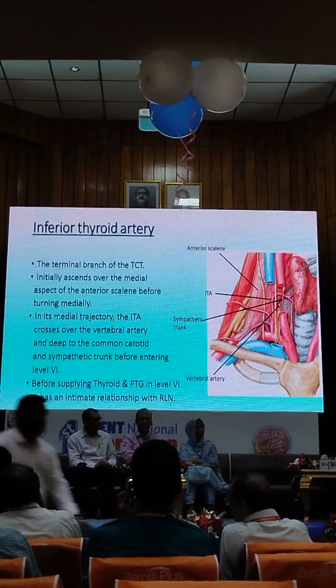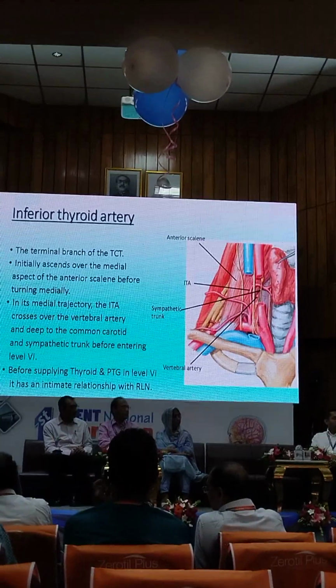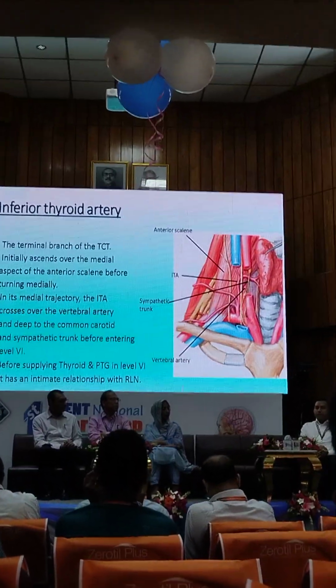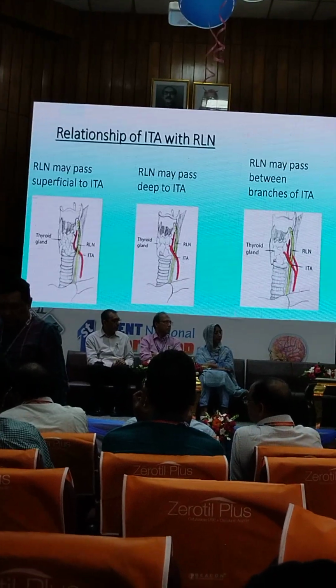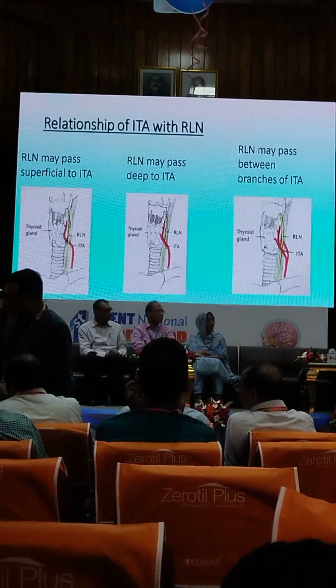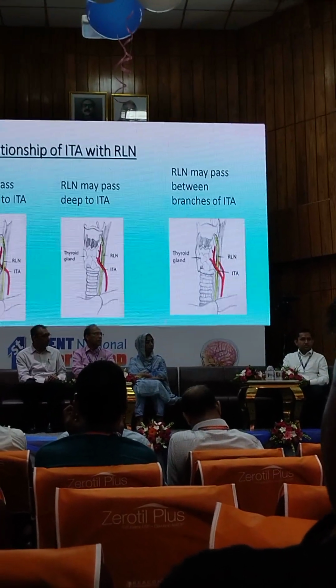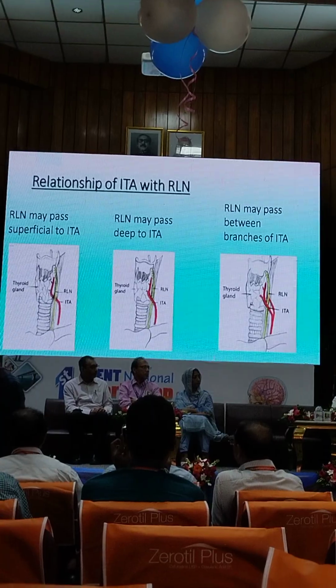It is important that in its course, before supplying the thyroid and parathyroid glands in level 6, it has an intimate relationship with the recurrent laryngeal nerve. The recurrent laryngeal nerve may pass superficial to the inferior thyroid artery, may pass deep to the artery, and may pass between the branches of the inferior thyroid artery.